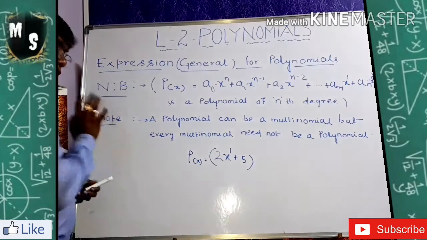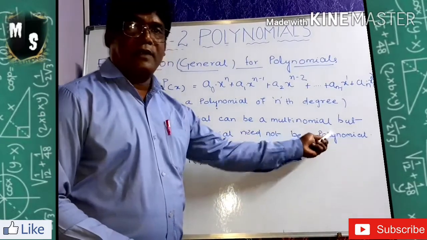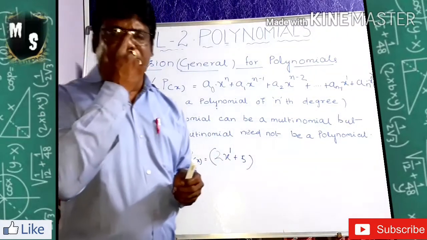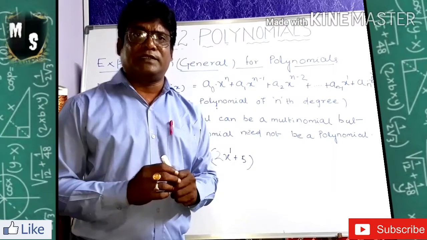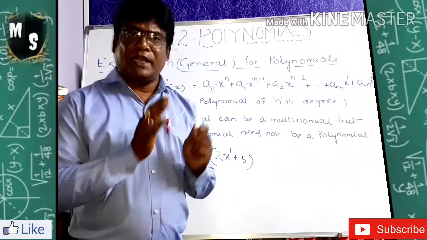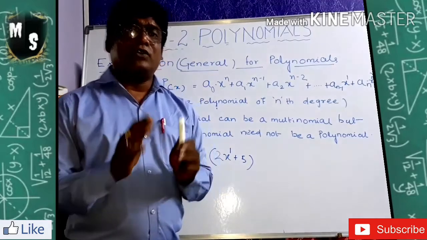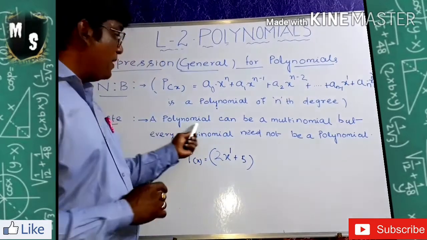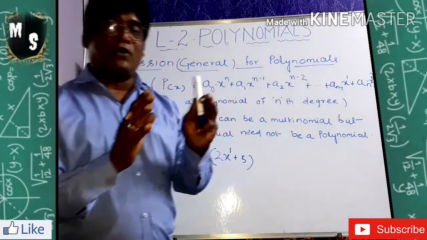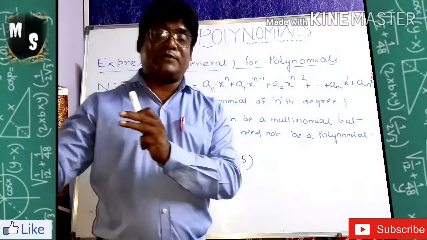Now you see, there is a note. What is the note I gave? A polynomial can be a multinomial. Every expression can be called a polynomial. A monomial is a polynomial. A binomial is a polynomial. A trinomial is a polynomial. And more than 3 or 4 terms is called a multinomial. So, a polynomial can be a multinomial. You can write a monomial as a multinomial expression. You can write a binomial as a multinomial expression.